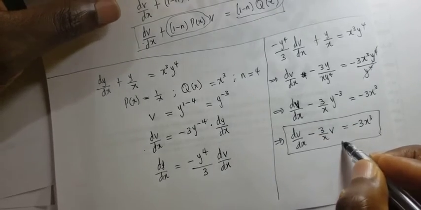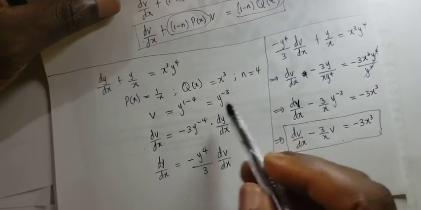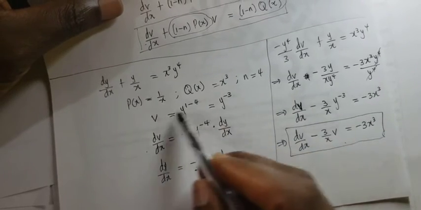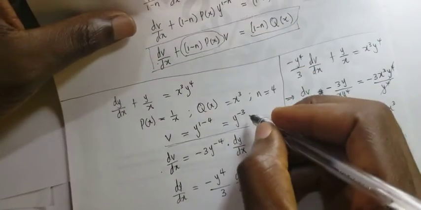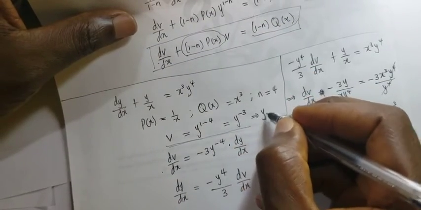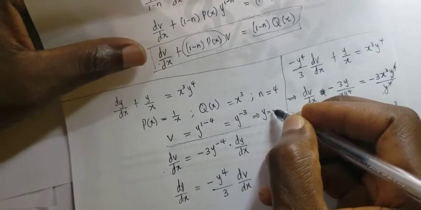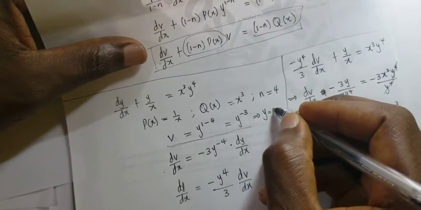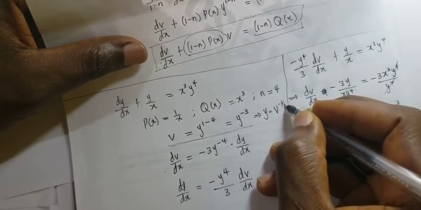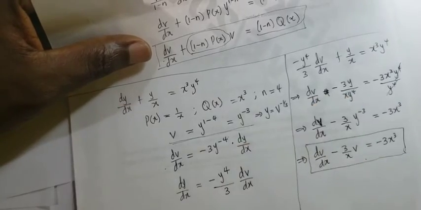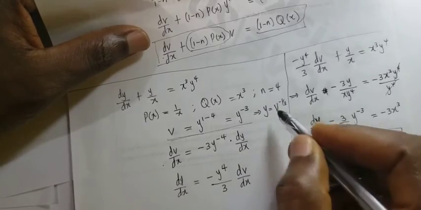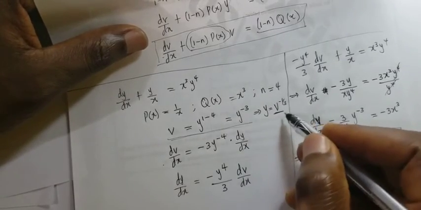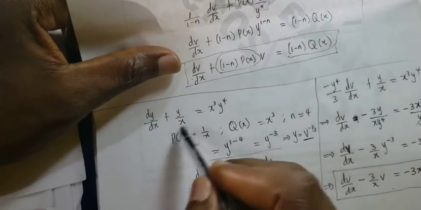When we've solved it, we will now obtain our y from the solution by coming back here. It's obvious from here that y is equal to v raised to the power minus 1 over 3. So whatever v we get from here, we'll come back and put it here to get our y, because y is actually the solution to the differential equation we were given.